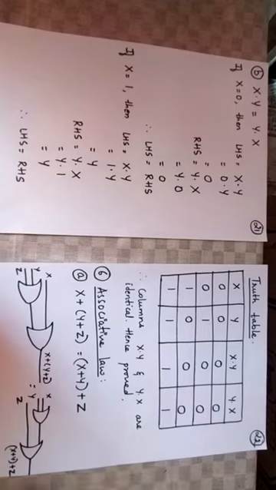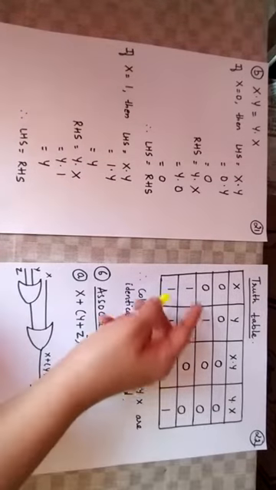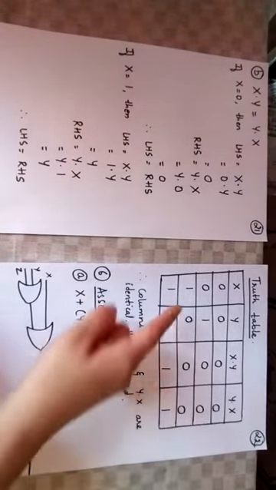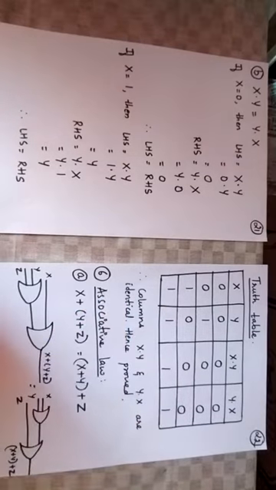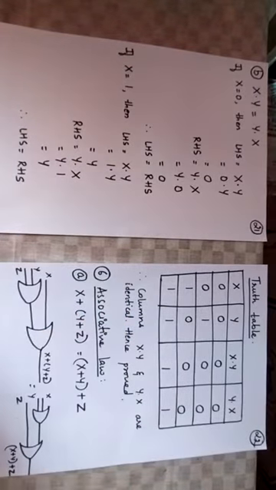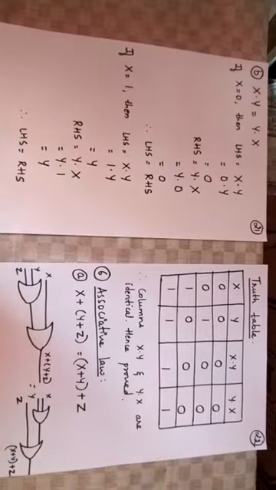So 0 dot 0 results in 0. Again 0 dot 1 results in 0. 1 dot 0 results in 0. 1 dot 1 results in 1. Now check the values of both x dot y and y dot x. Are they the same? Yes. Therefore the columns x dot y and y dot x are identical. Hence it is proved. So this is how we have proved the second commutative law with the help of proof by perfect induction and using the truth table.